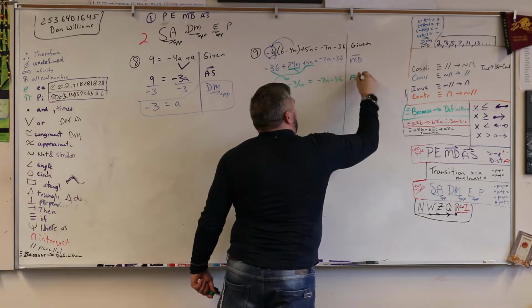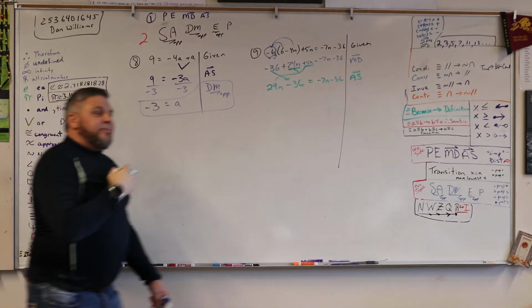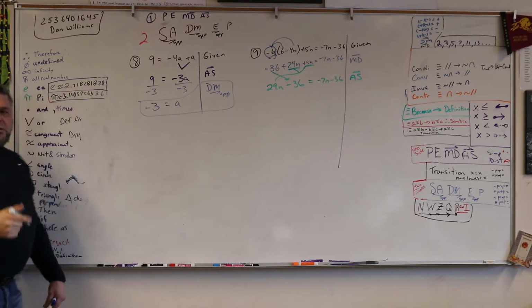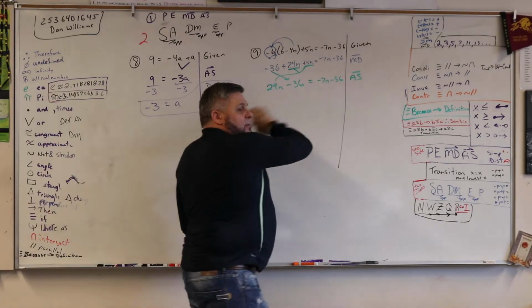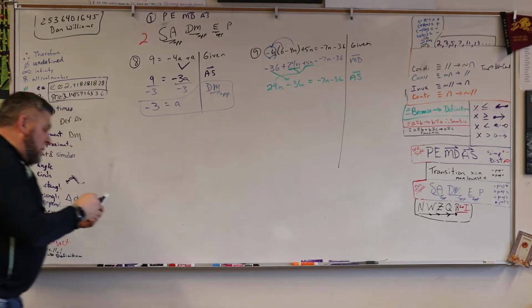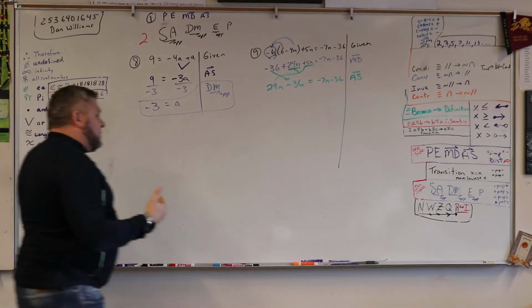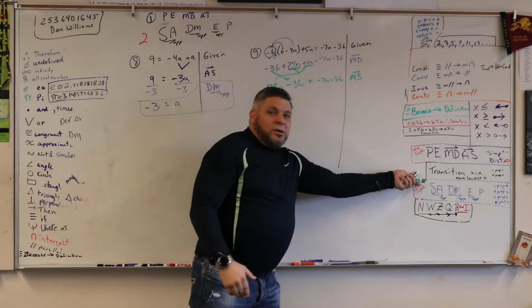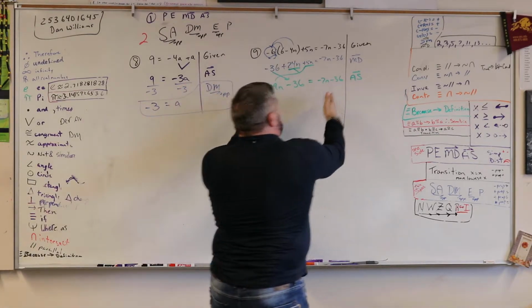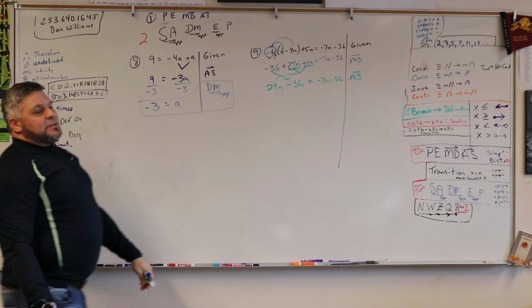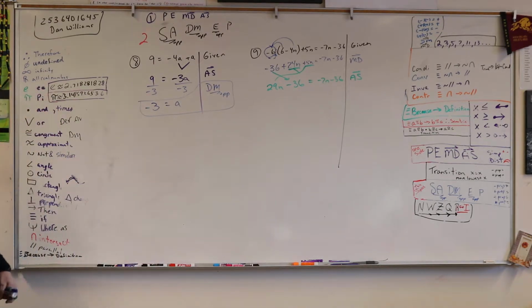AS. Very good. I added, subtracted from left to right, right? All right. Any more I can add or subtract? No. No? Okay. What time is it then? Transition, right? Do you have a variable on both sides? Yes. So now you got to move the lowest variable.